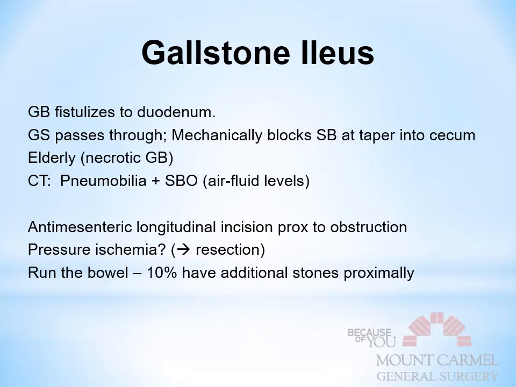You check out essentially the gallstone and determine, retrieve it. Hopefully it's a gallstone. If it's a malignancy or something else, well, you get your answer elsewhere. Take it out. Run the rest of the bowel. About 10% of the time, there'll be additional stones that are proximal.